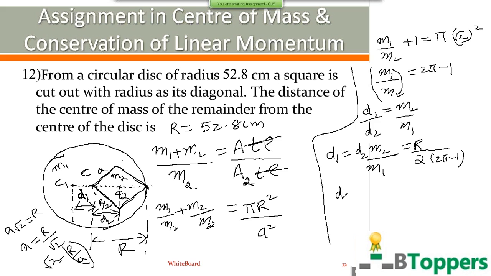Now you can substitute the given values. So R is given as 52.8 centimeters. You can substitute pi equal to 3.14 into 2 here. 2 pi means.